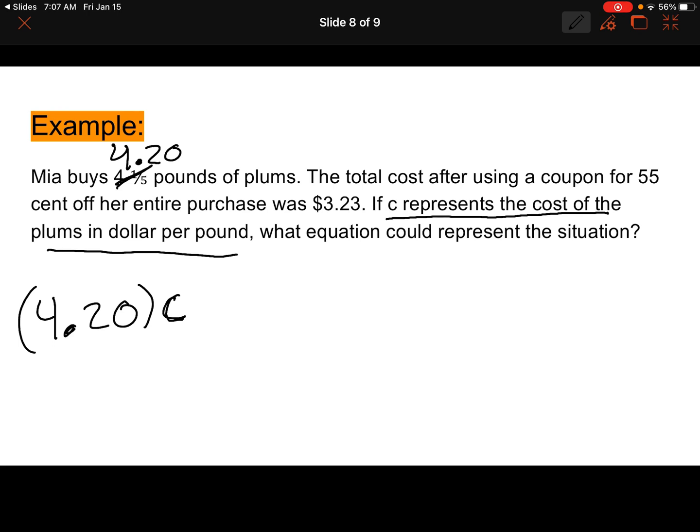Now, she used a coupon for 55 cents off her entire purchase. That means we need to subtract 55 cents from whatever she is spending on the plums, which is this value right here. And then her entire purchase total was $3.23. So 4.2 times C minus 0.55 is equal to $3.23.